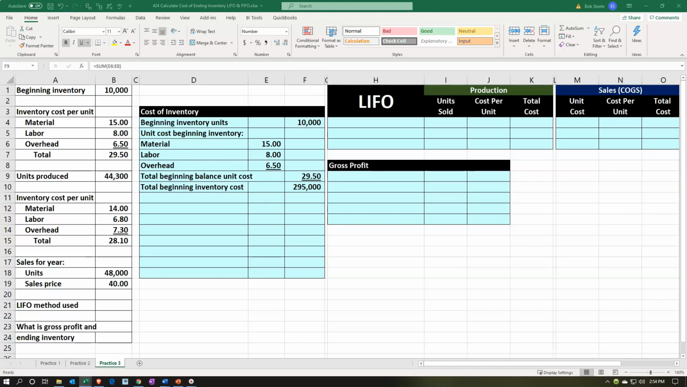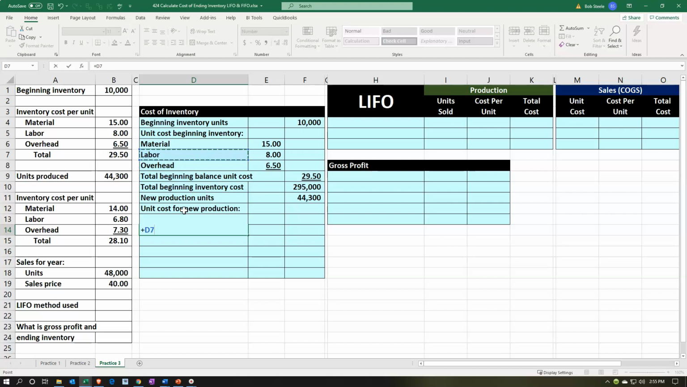Then we're going to be picking up the new production units that we will then have, which are going to be the new units that we make, the 44,300 that we're going to be making. And we're going to be picking up then the unit costs for these items, which will be the same kind of information we had before for materials, for labor, for overhead. But now it costs us a different amount, which is that 14.